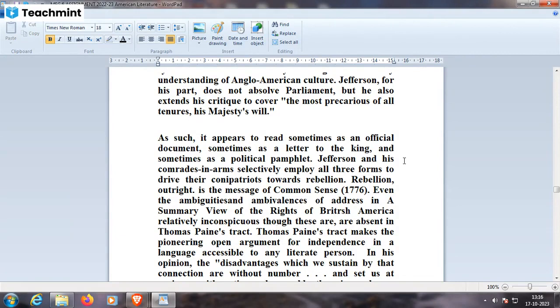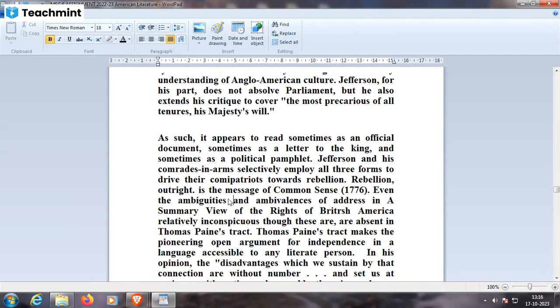compatriots towards rebellion. So it is sometimes very rebellious in its content. Rebellion outright is the message of Common Sense, 1776, as has been mentioned. Even the ambiguities and ambivalences of address are also taken care of.